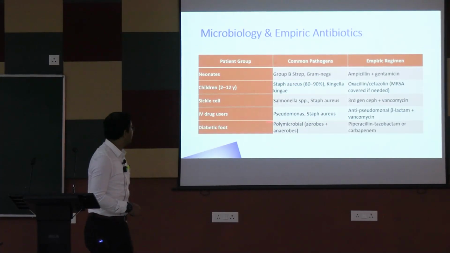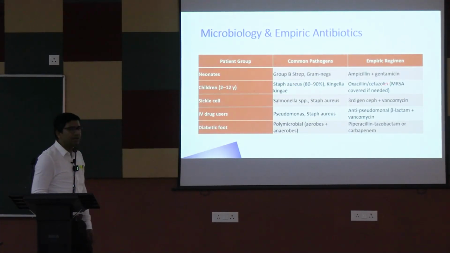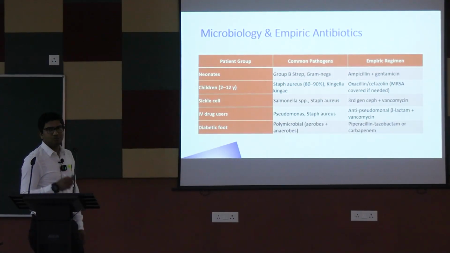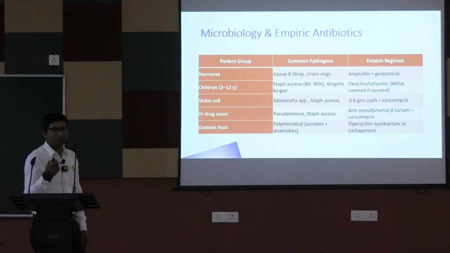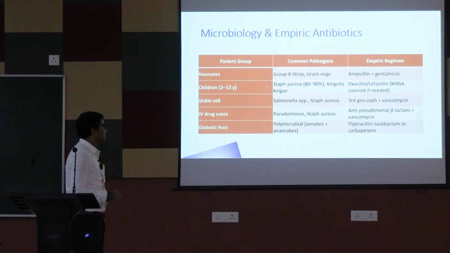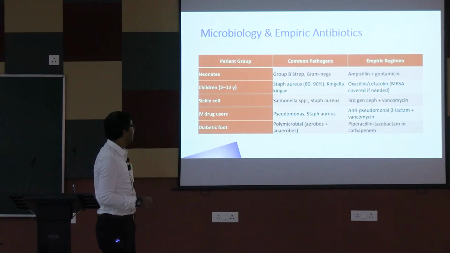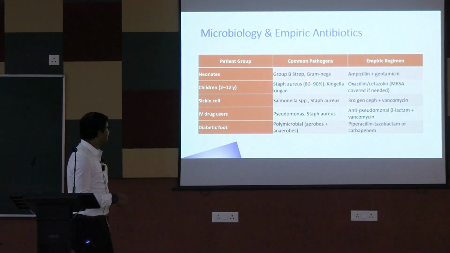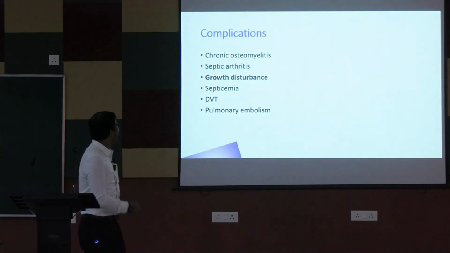Antibiotic. What are the antibiotics? Which are the commonly used antibiotics against these organisms? You know better than me, the pharmacological part. So in group B Streptococcus, gram-negative, ampicillin, gentamicin. If there is a Staph aureus, okay, so this is basically antibiotic related. So you can get the chart and take the picture.